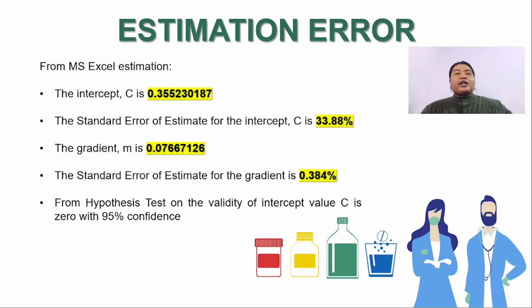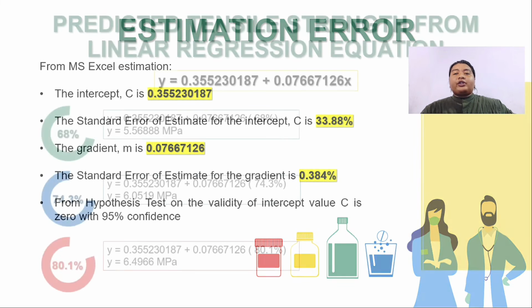From the Microsoft Excel estimation, the intercept c is 0.3552301887. The standard error of estimate for the intercept c is 33.88%. The gradient obtained is 0.07667126, and the standard error of estimate for the gradient is 0.384%. From the hypothesis test, the validity of the intercept value c being 0 holds with 95% confidence.